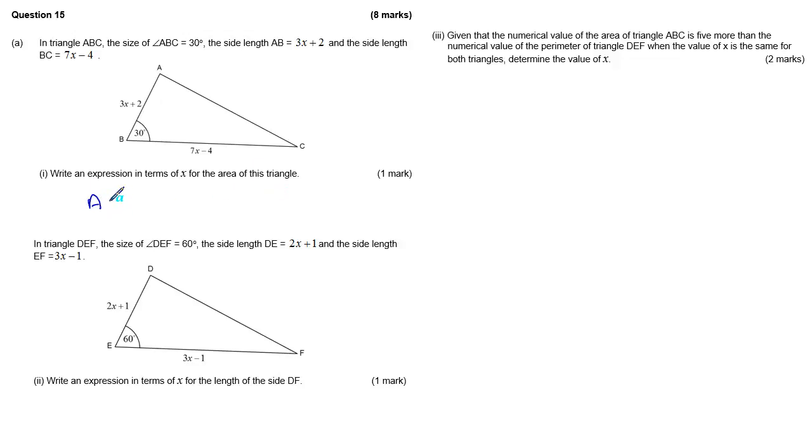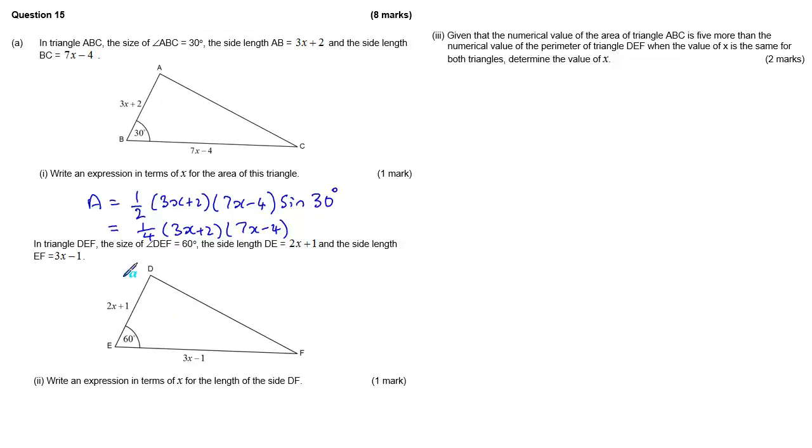So area is half AB sine C, so that's going to be a half, 3x plus 2, 7x take 4 times the sine of 30 degrees. We know the sine of 30 degrees is a half, so we could write this as a quarter, 3x plus 2, 7x take 4.